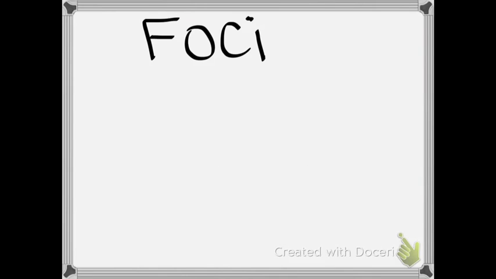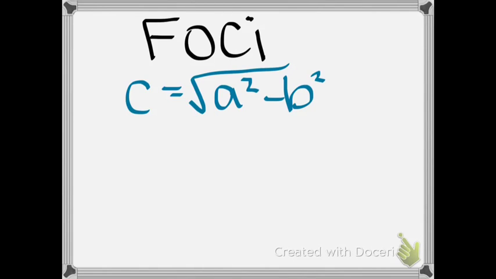Ellipses also have foci, and to find them, you need a variable called c. To find c, you can use c equals square root of a squared minus b squared. And to find the foci of an ellipse, you need to add or subtract c from the x or y coordinates of the ellipse's center, depending on if it is horizontal or vertical.